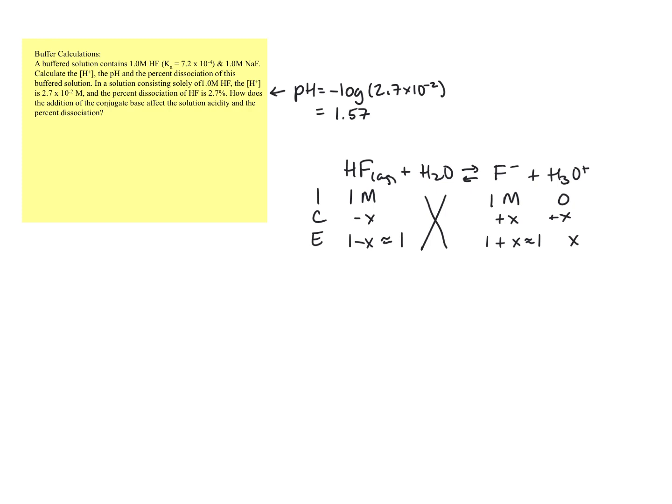Then we do the Ka. 7.2 times 10 to the negative 4 equals x when you plug it into the expression. Then we take the negative log of that number. So let's do the negative log of 7.2 times 10 to the negative 4, and that gives you 3.14.